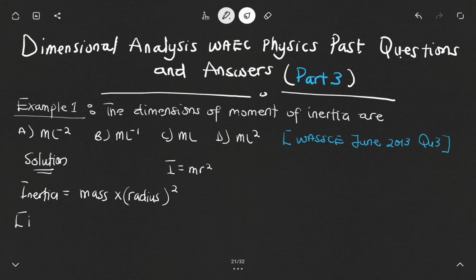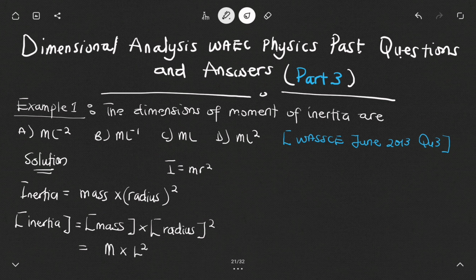So the dimension of inertia will be equal to the dimension of mass multiplied by the dimension of radius, which is a type of length, squared. So the dimension of mass is M multiplied by the dimension of L. Radius is L, it's just like length, so we have L squared. So our final answer here will be equal to ML squared. This becomes our answer for moment of inertia. So if you look at it, option D gives us that correct answer.